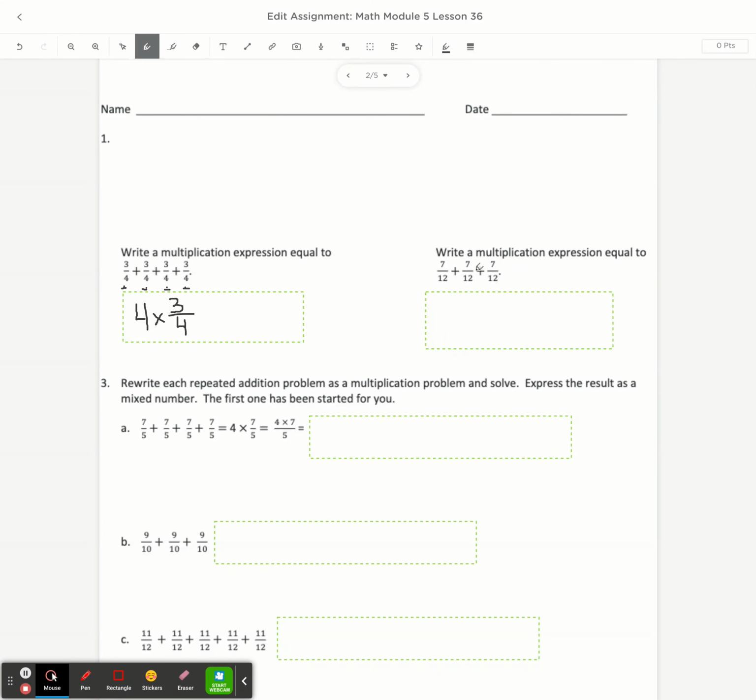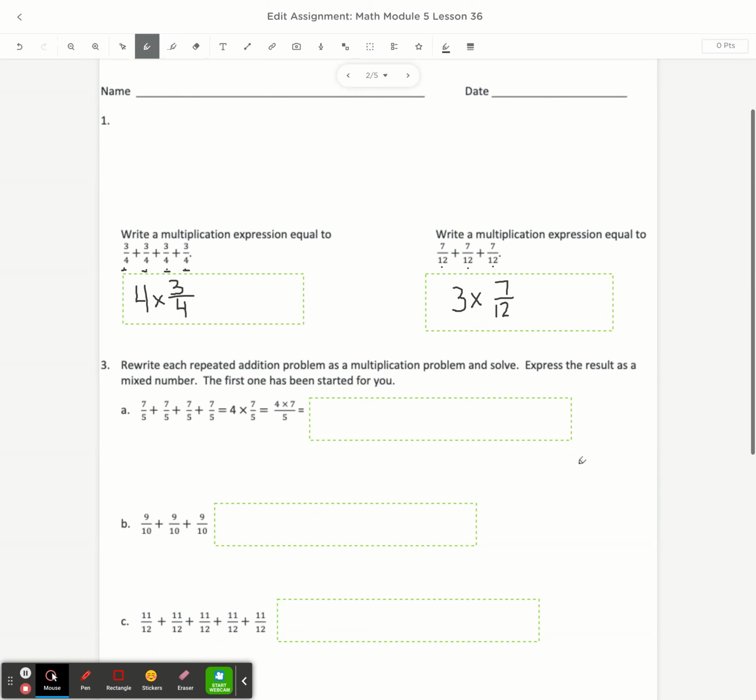So then over here it says write a multiplication expression equal to 7/12 plus 7/12 plus 7/12. So we have 7/12, and it is written 3 times. So our multiplication equation is 3 times 7/12.